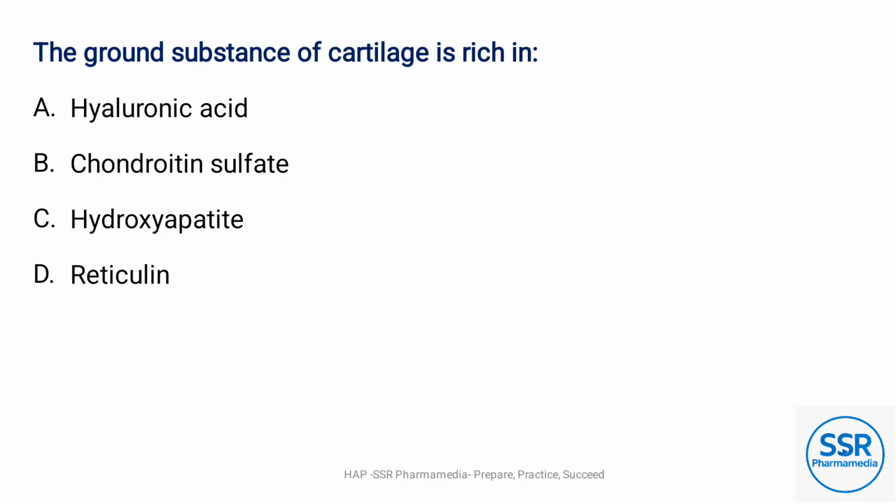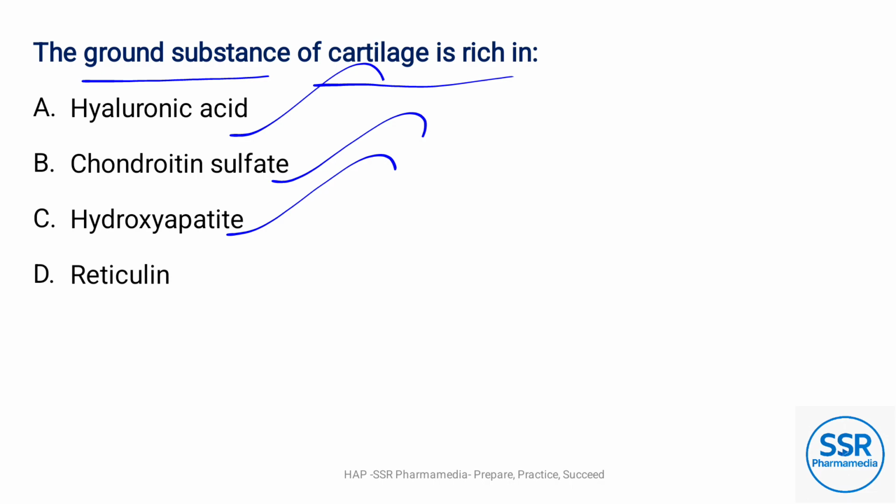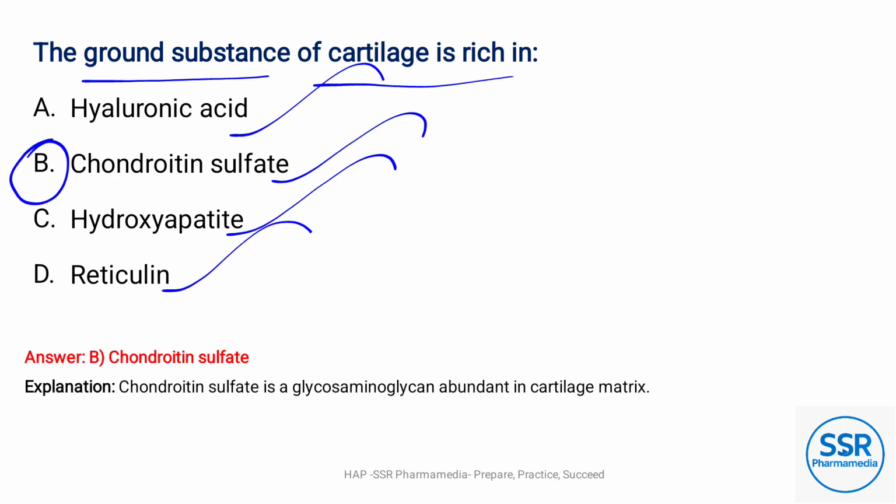So next question. The ground substance of cartilage is rich in option A, hyaluronic acid. Option B, chondroitin sulfate. Option C, hydroxyapatite. Option D, reticulin. So the answer is option B, chondroitin sulfate. Chondroitin sulfate is a glycosaminoglycan, abundant in cartilage matrix.